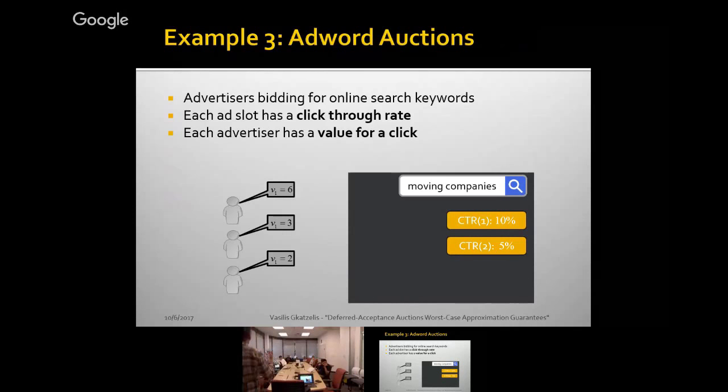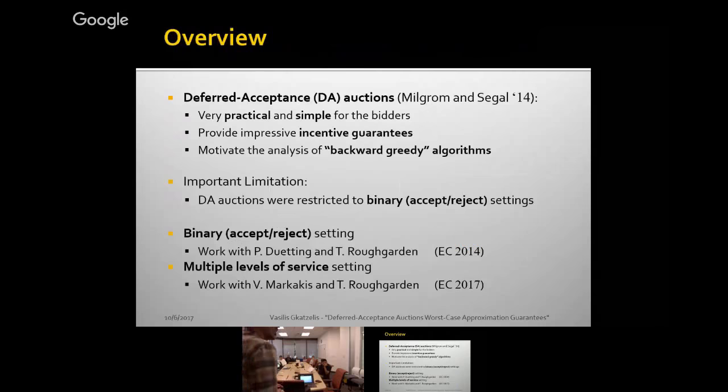So therefore, it's not like I either accept you and I give you what you want, or I reject you. Instead, I choose what level of service you're going to get. And that's kind of different than the previous 2 examples. And I'm going to come back to these. But before that, let me give you an overview of what we're going to cover in this talk. So I'm going to define these deferred acceptance auctions, which the benefit of these auctions are that they give rise to very practical and very simple mechanisms for the bidders.